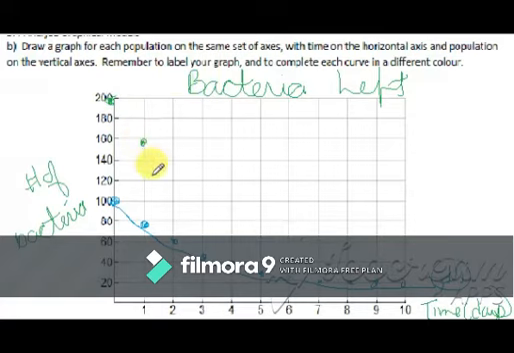And we're going to go to 128, 102, 82, 66, 52, 42. Okay. And that one's going to curve like this. And it's going to be number 2. Okay. And that's how we would complete that.